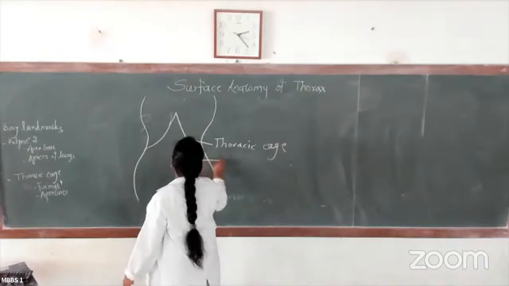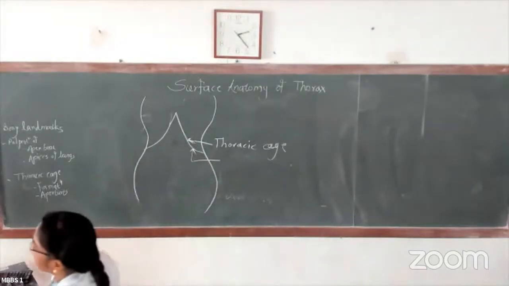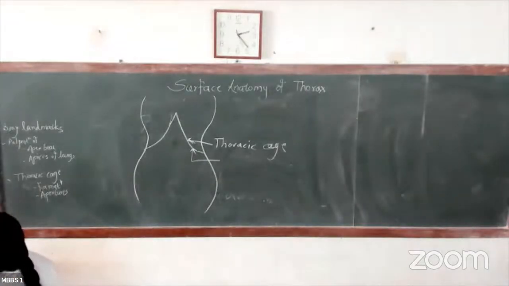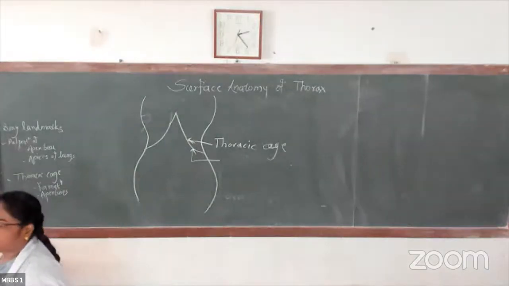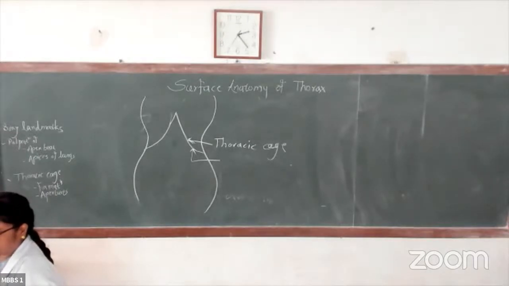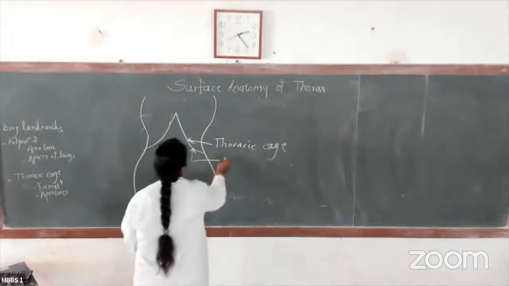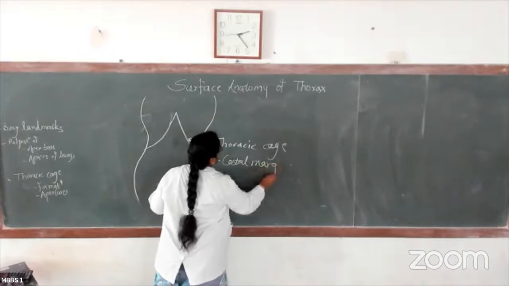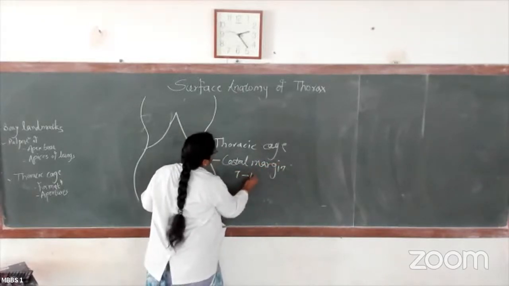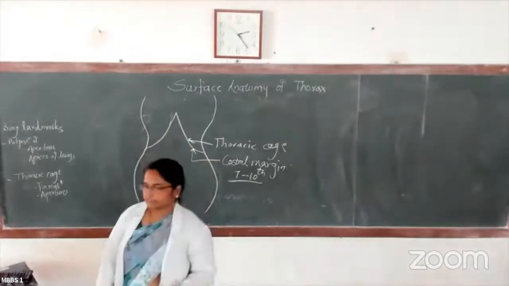Now this costal margin is formed by the union of upturned edges of the 10th, 9th, 8th and 7th costal cartilages. So the costal margin is formed by seventh to 10th costal cartilages.